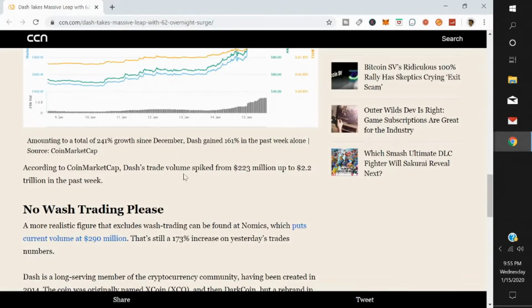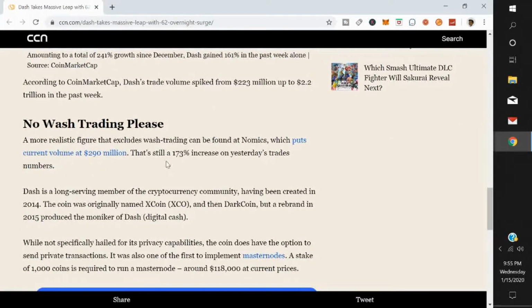According to CoinMarketCap, Dash trade volume spiked from $223 million up to $2 trillion in the past week. No wash trading, please. A more realistic figure that excludes wash trading can be found at Mnemonics, which puts current volume at $290 million. That's still a 173% increase on yesterday's trade numbers.